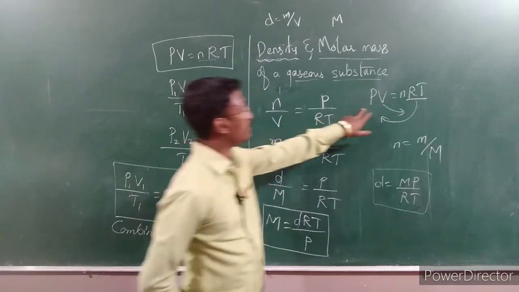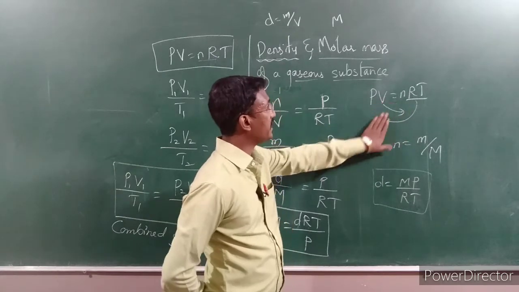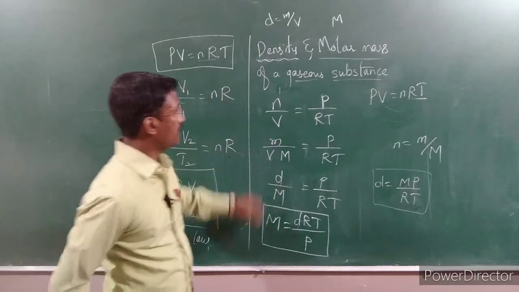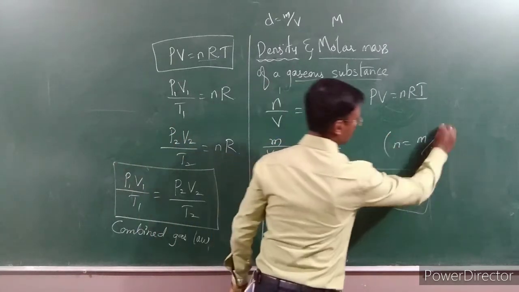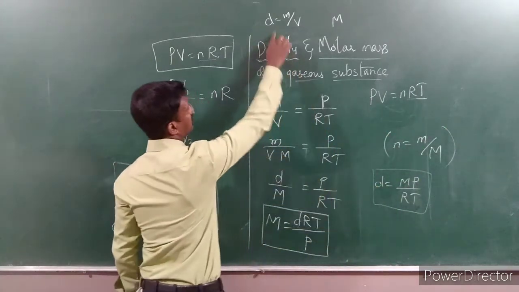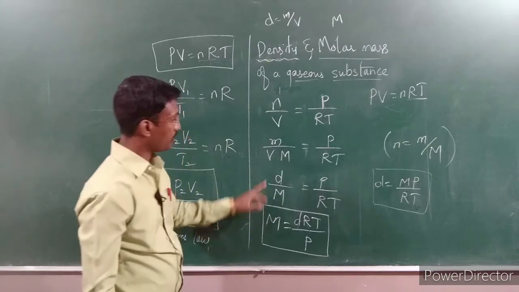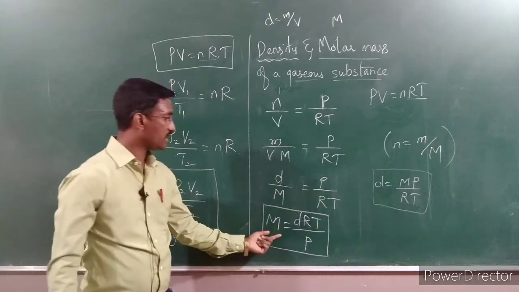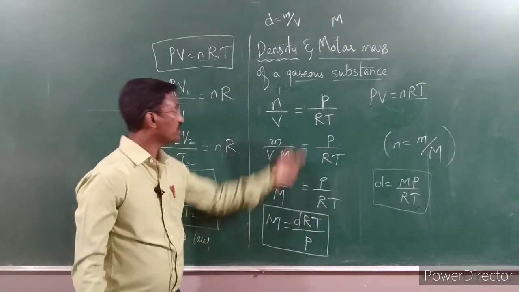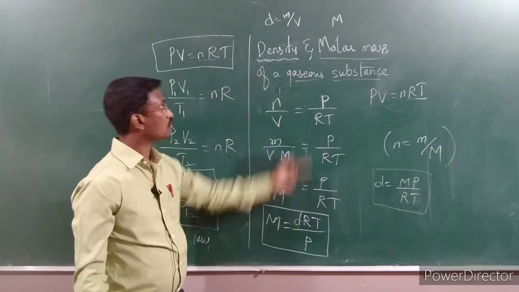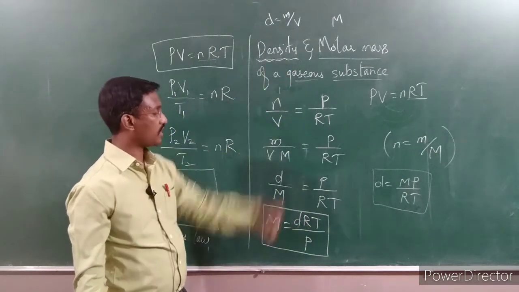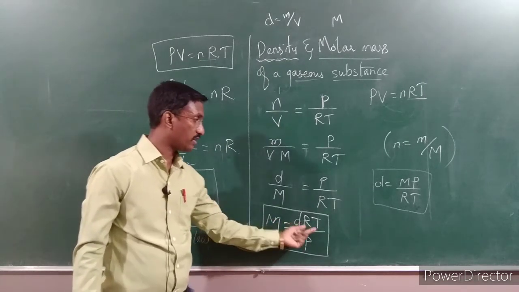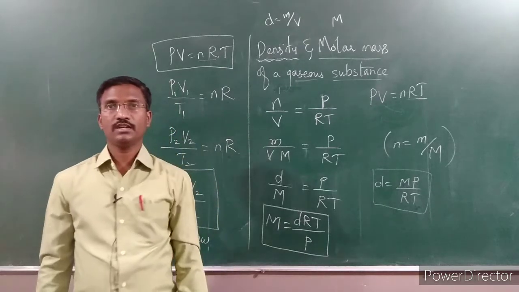So first you write PV is equal to nRT and the rearrangement of this one. And what about M? I have written here D is nothing but M divided by V, I replaced it. And by rearranging the equation, M is nothing but dRT upon P. So this is the equation going to give the relation between density and molar mass. After writing this one, you have to write what is M, what is D, what is R, what is T and what is P.